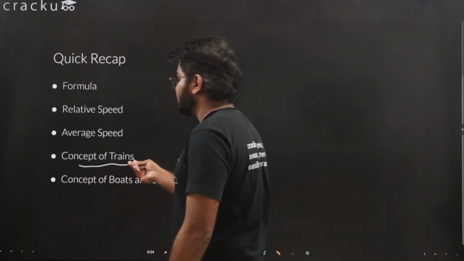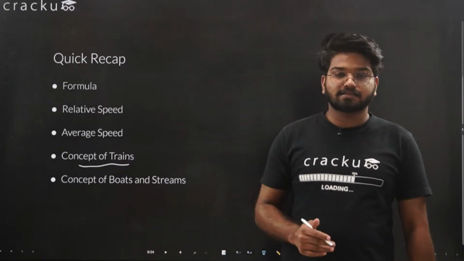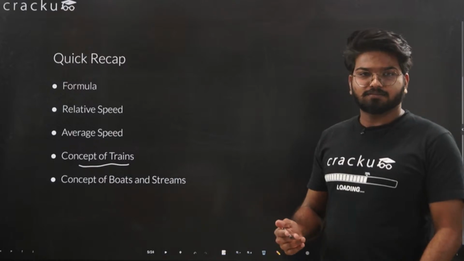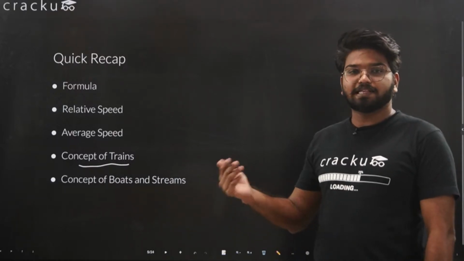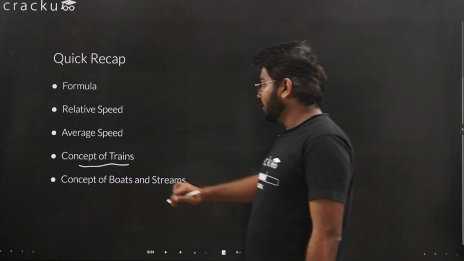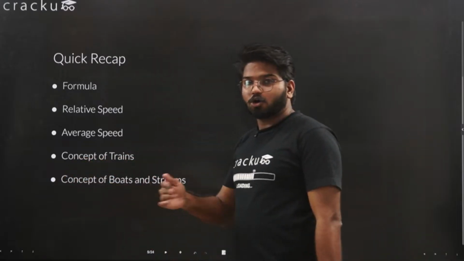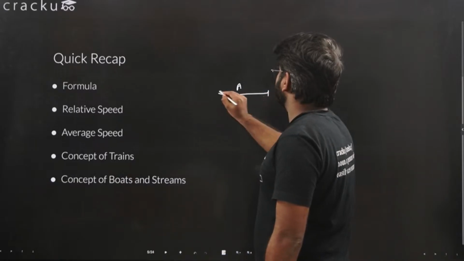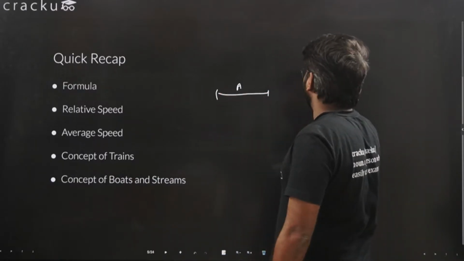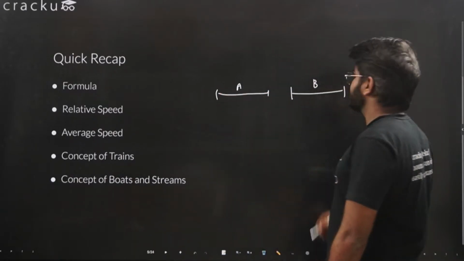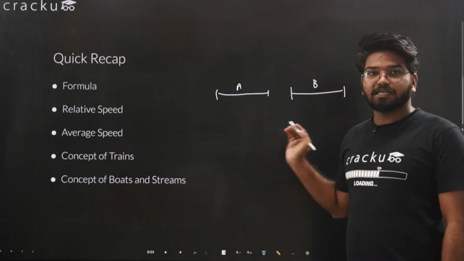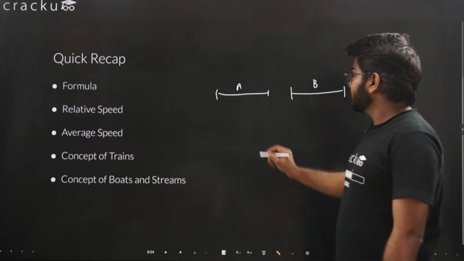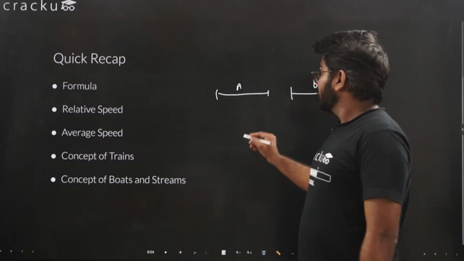Concept of trains. Now, this is a very important concept and it is really tested multiple times. It basically says that you apply the concept of relative speed here. If two trains are crossing each other, let's say this is train A, this is the length, and there is train B, this is the length. If they are crossing each other, how much distance are they covering? They are covering the sum of their lengths.